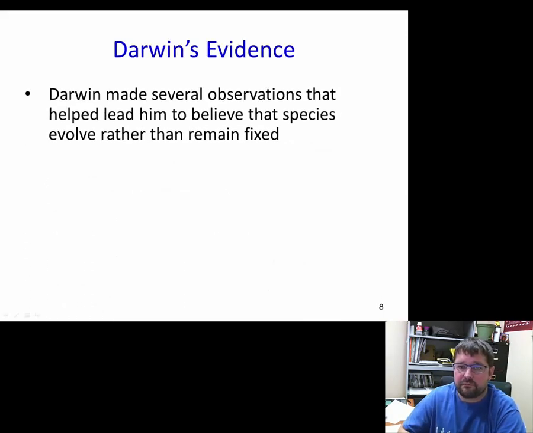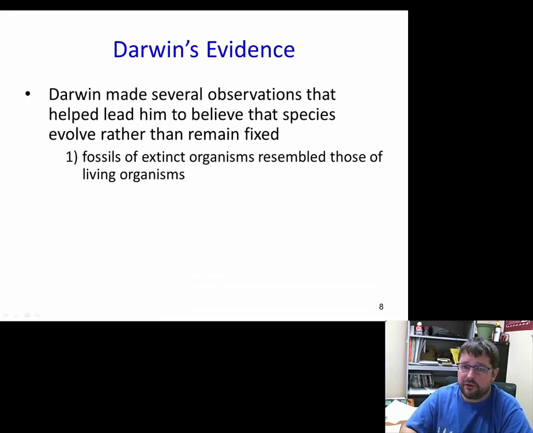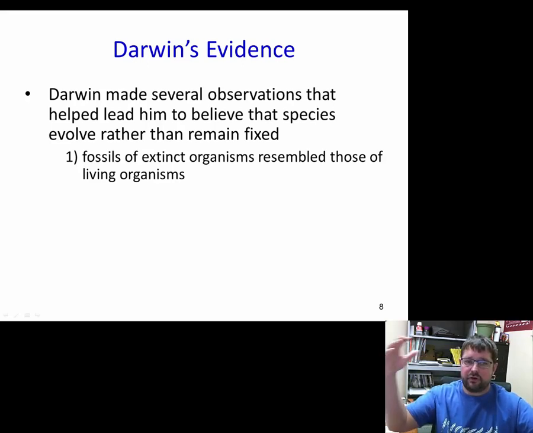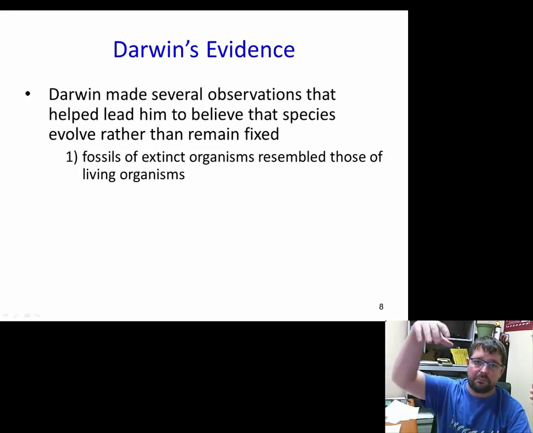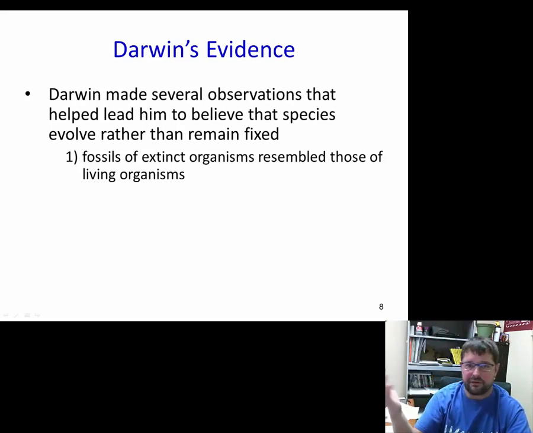So where did Darwin's evidence come from? Darwin noticed, and many people before Darwin noticed, that species had the ability to change. They were not fixed, okay? And his evidence really came from fossils and extinct organisms resembling those of living organisms. He writes a lot about this in The Voyage of the Beagle. Talks about time spent along streams and looking across the stream and seeing ancient fossilized giant armadillo-like organisms, and then on top of that, running along the bank is a modern armadillo. Okay, and so a lot of his evidence came from these extinct organisms resembling living organisms.